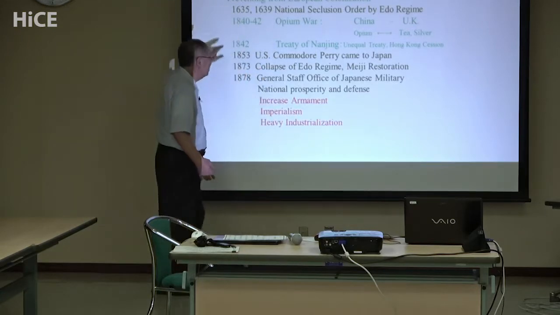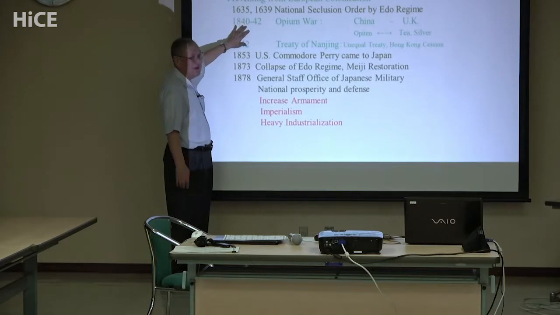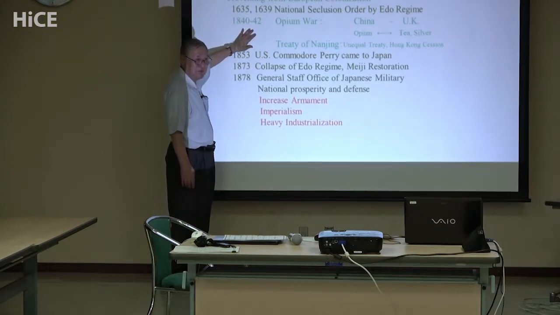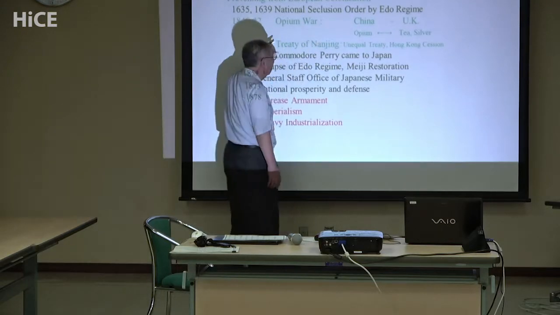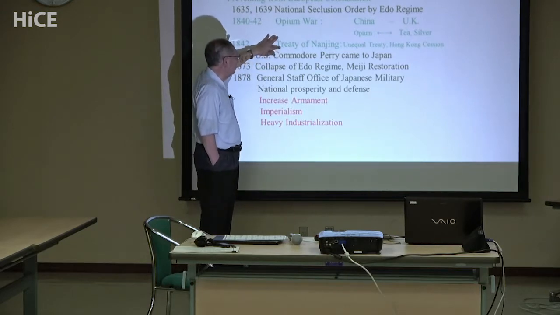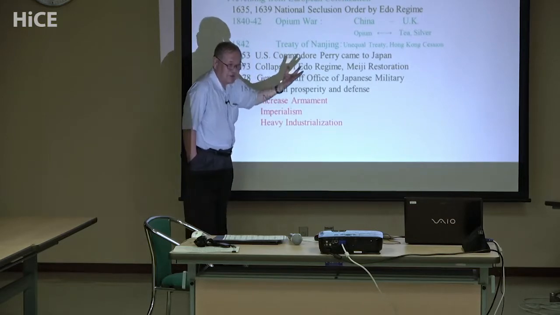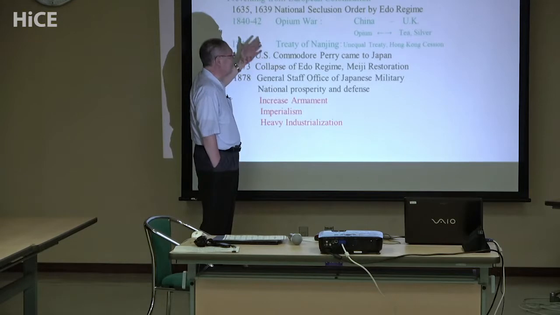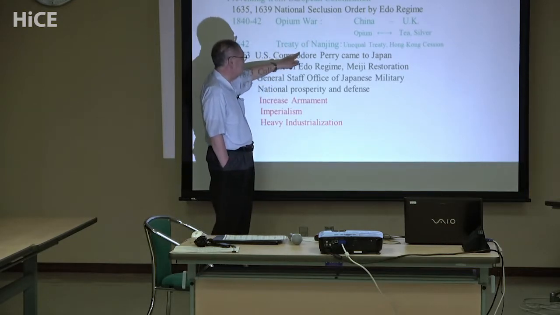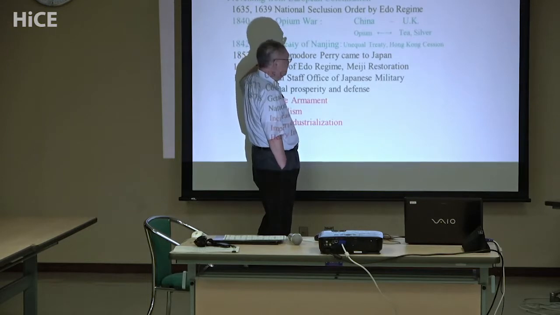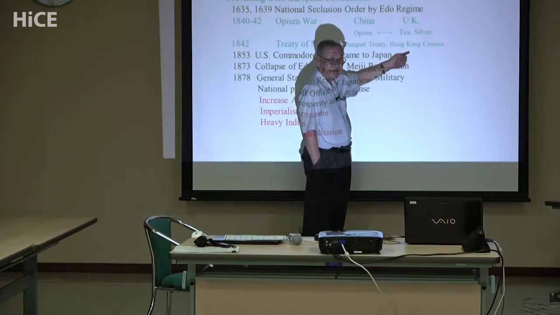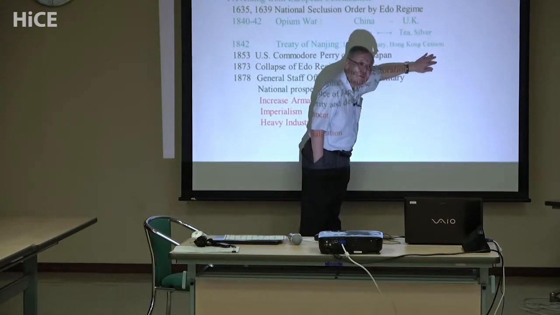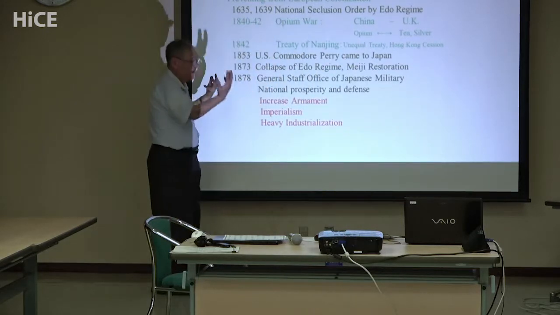Okay? But at that time, China was very weak in military power. And the United Kingdom won the Opium War, and there was an unequal treaty between the UK and China, the Treaty of Nanjing. Then China lost Hong Kong. We call it the Hong Kong Cession. Okay? This was between the UK and China.